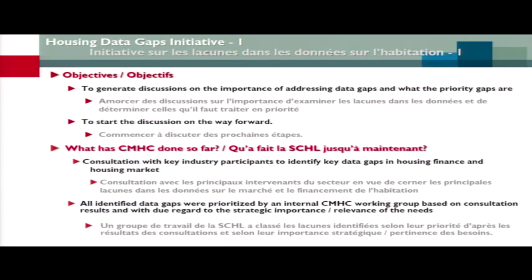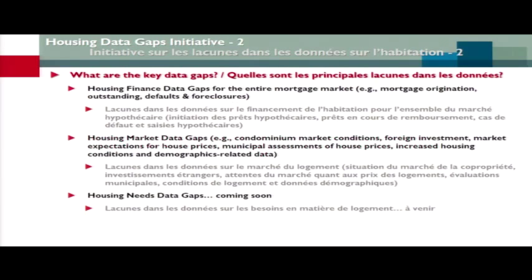Those data gaps, when identified, have been prioritized, and we're looking at their feasibility, because there's a lot of things that people want, but it's not feasible. We would need much more resources than we have to do them, but based on that, we are prioritizing them. The key data gaps we've identified up to now, like I said, are more related to housing finance and housing market. Housing needs will come soon. On the housing finance side, there's a portrait of the entire mortgage market, mortgage origination, outstanding mortgages, defaults, foreclosures, and things like that.